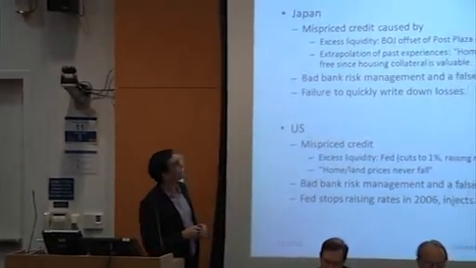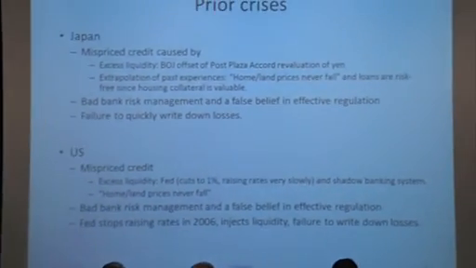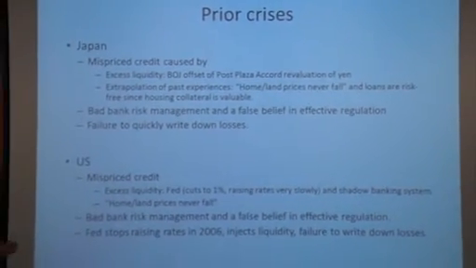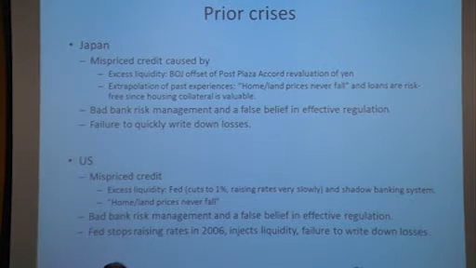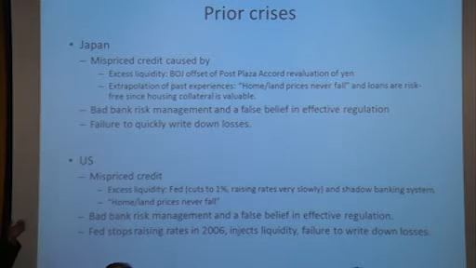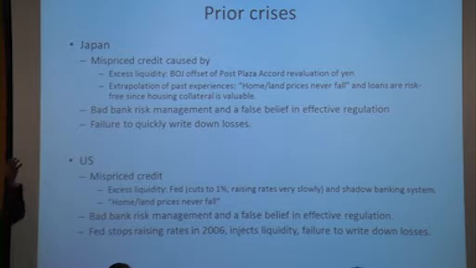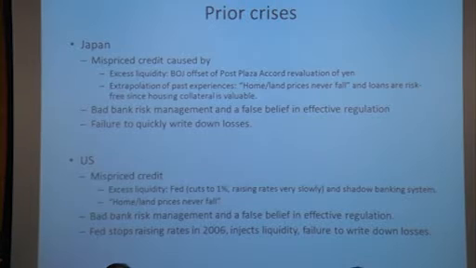Okay, so let's go back a little bit through what happened in Japan and in the US. In Japan, the real estate and stock market bubble started in roughly 1986 when the Bank of Japan decided to offset the Plaza Accord agreement, in which Germany, the US, and Japan agreed to appreciate the yen. To offset that, the central bank decided to cut interest rates domestically. That then very quickly led to the Nikkei doubling in about 2 years, and then real estate values went up quite a bit. So part of the mispriced credit was caused by excess liquidity. Part of it was caused by, I think, extrapolation of past experience, that house prices never go down.